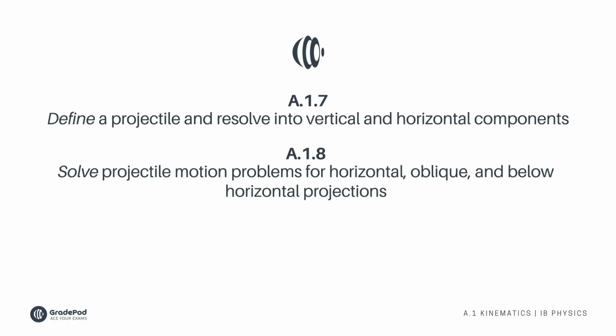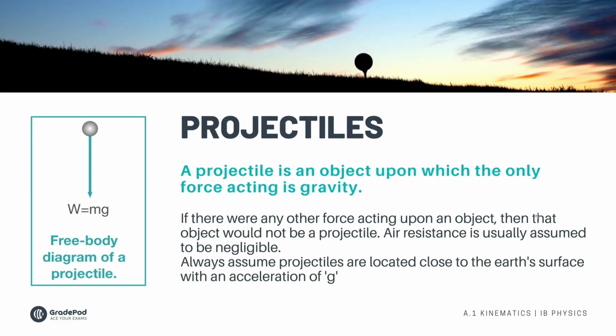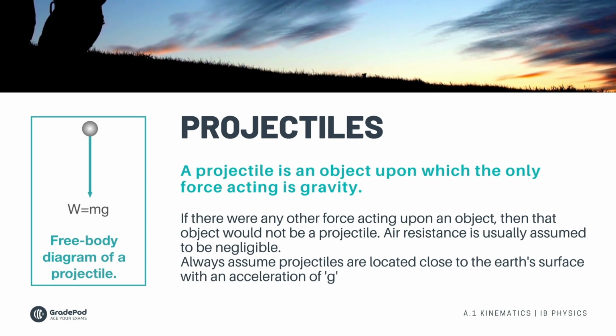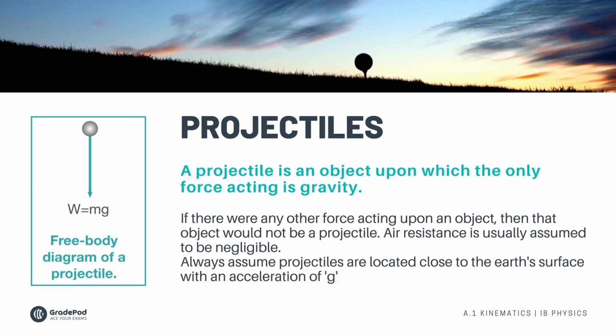Learning objective 7 is to define a projectile and resolve into vertical and horizontal components. Learning objective 8 is to solve projectile motion problems for horizontal, oblique and below horizontal projections. Let's define a projectile first off. A projectile is an object upon which the only force acting is gravity.